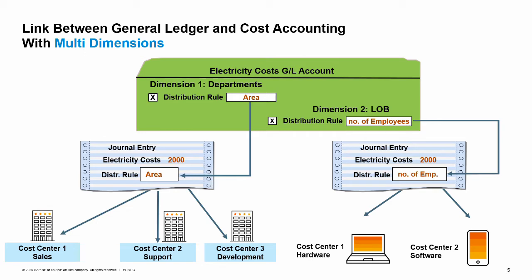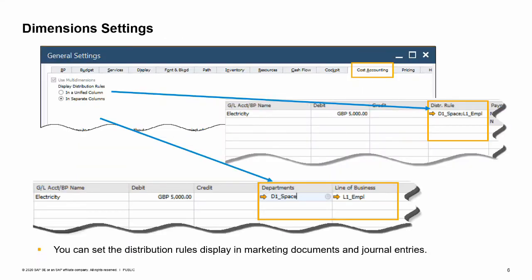In everyday work, each time you issue an expense to the electricity expense account, the amount will be automatically allocated to the different departments according to the distribution rule defined in Dimension 1. And in parallel, the same amount will be allocated according to the number of employees working for each line of business as defined in Dimension 2. You can then run the various reports and compare the analysis of costs and revenues per department versus per line of business.